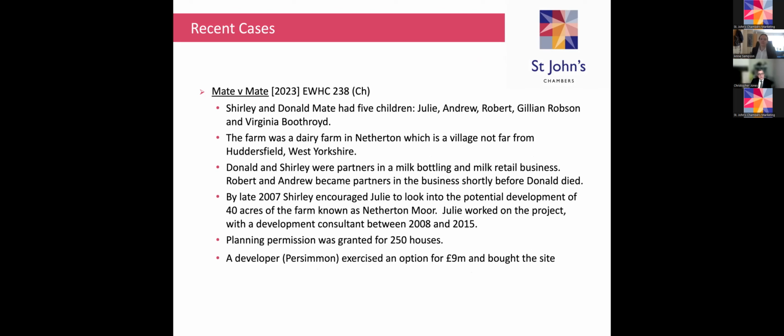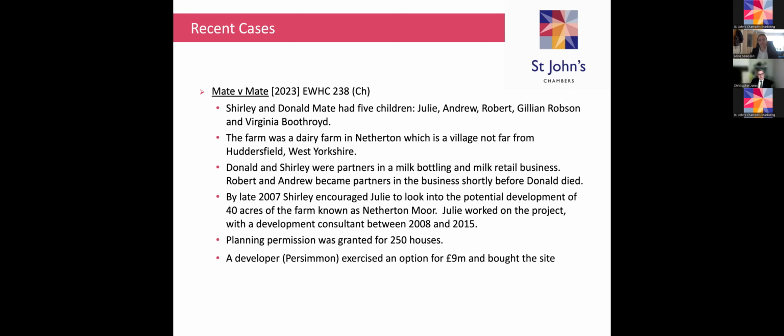Now, the first case I want to look at is a case called Mate and Mate. It's from 2023. This is a farming case, but an unusual farming case. Shirley and Donald Mate had 5 children: Julie, who was the claimant in these proceedings, Andrew and Robert, their sons, Julian Robson and Virginia Boothroyd. The farm was a fairly substantial dairy farm in Huddersfield, West Yorkshire. Donald and Shirley were partners in a milk bottling and milk retail business for many years, and they brought their sons in as partners shortly before Donald's death.